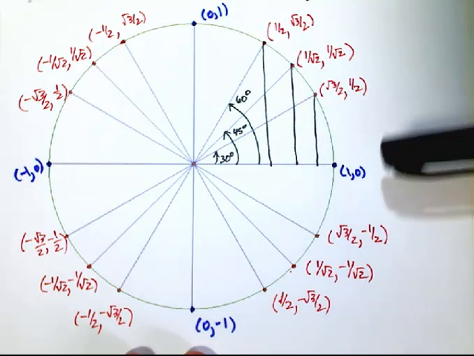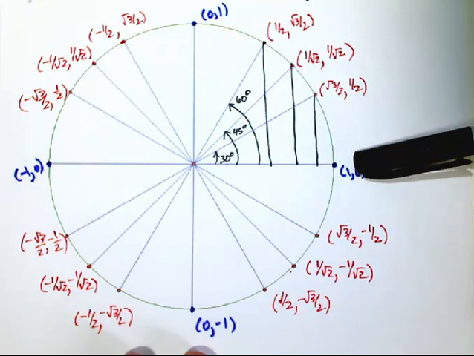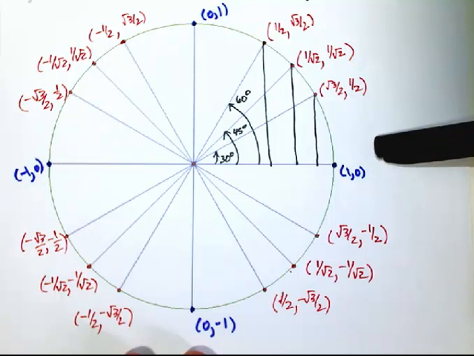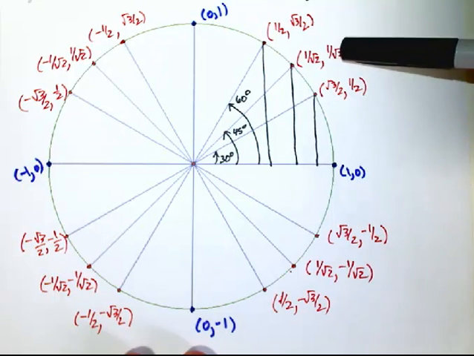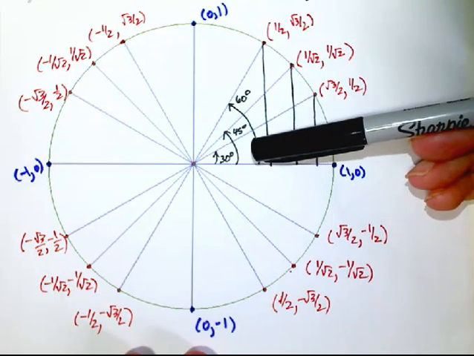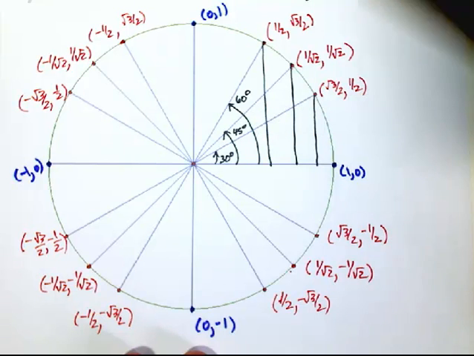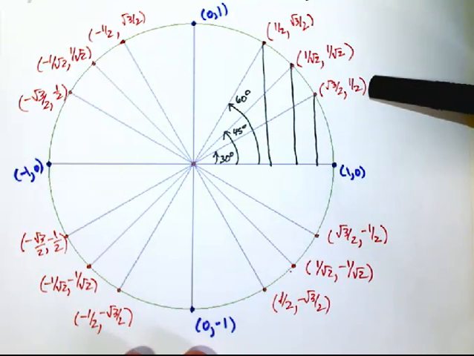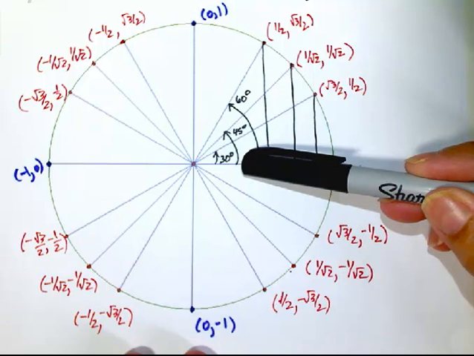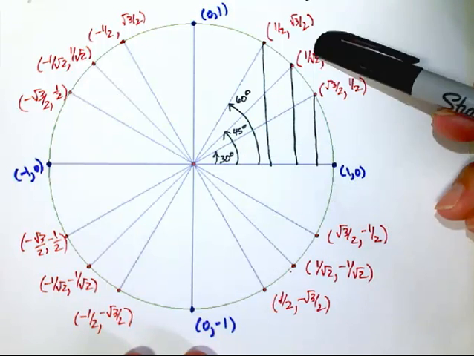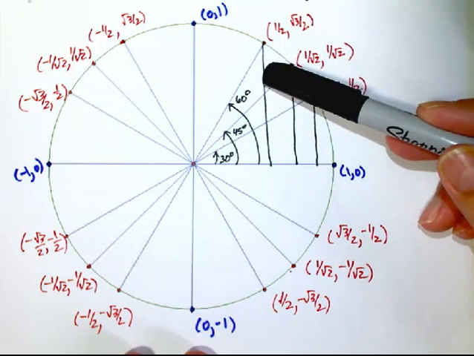Alright, in our last video we constructed this picture of the unit circle where we associated points with our special angles 30, 45, and 60. So this point right here is associated with the angle 30 degrees on the unit circle, this one with 45 degrees, and this one with 60 degrees.